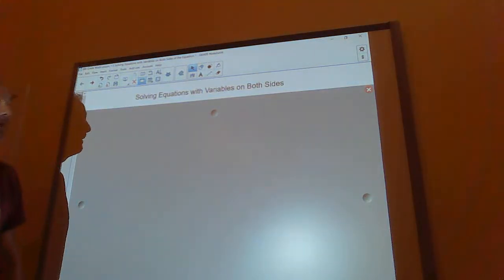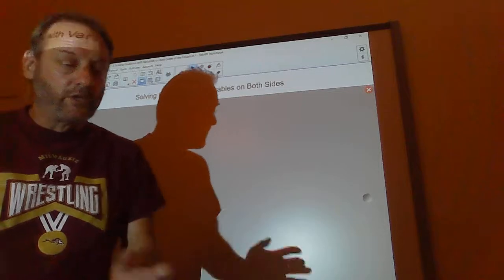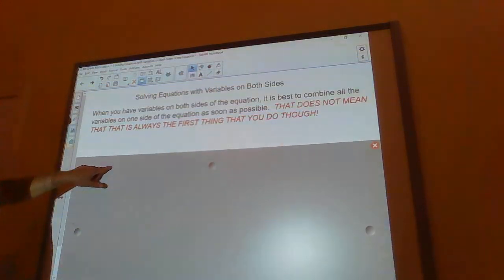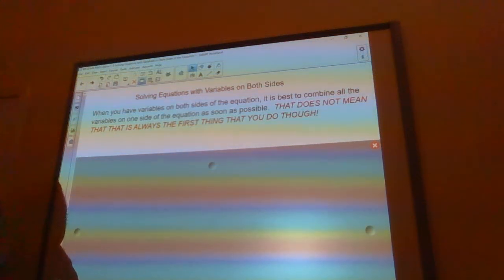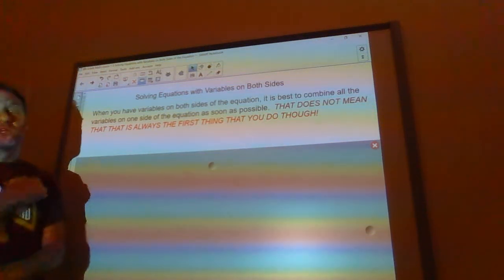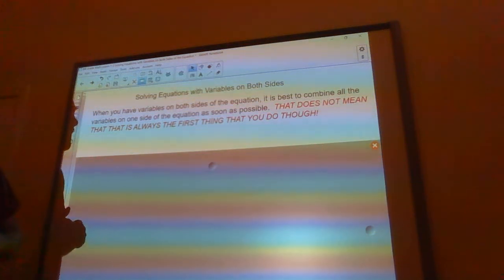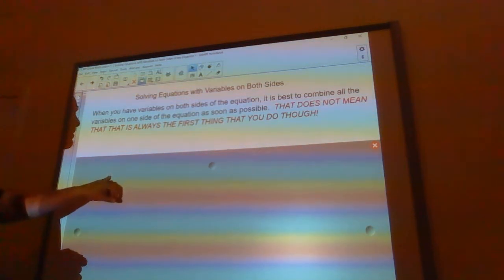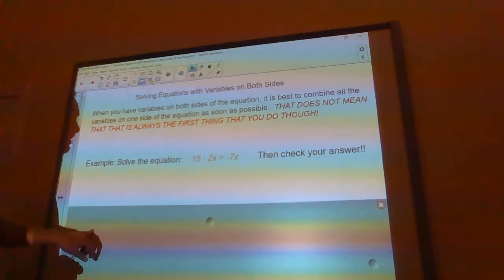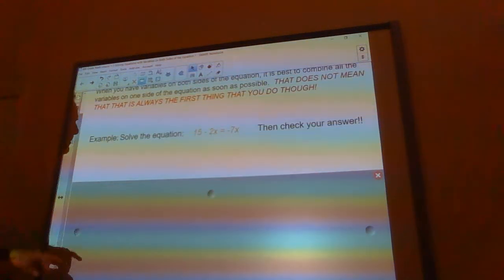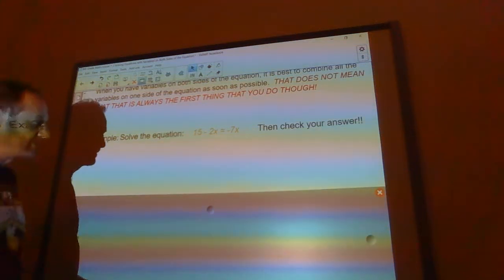Hello everybody. So today we're going to talk about solving equations with variables on both sides. When you have variables on both sides of the equation, it's best to combine all the variables on one side of the equation as soon as possible. Now that doesn't mean it has to be the first thing that you do, but you should do it sooner rather than later. So here we've got a problem: 15 minus 2x equals negative 7x.